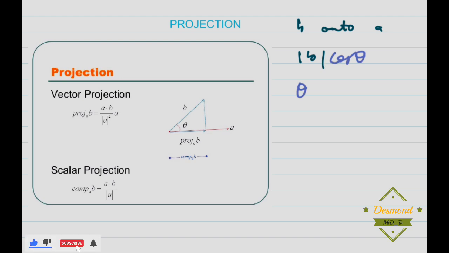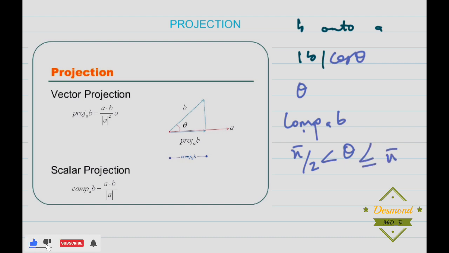The angle between A and B is theta, and this is denoted by the symbol angle A, B. So this is how we write it. B onto A is written in this form. One thing you have to observe is that it is negative if pi on 2 is less than theta, less than or equal to pi.